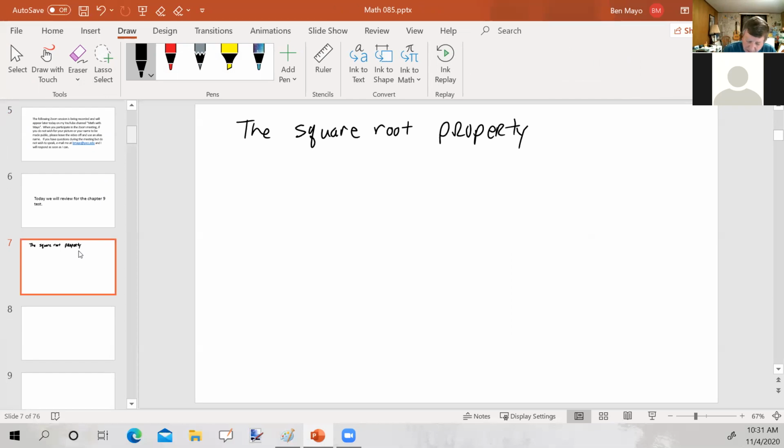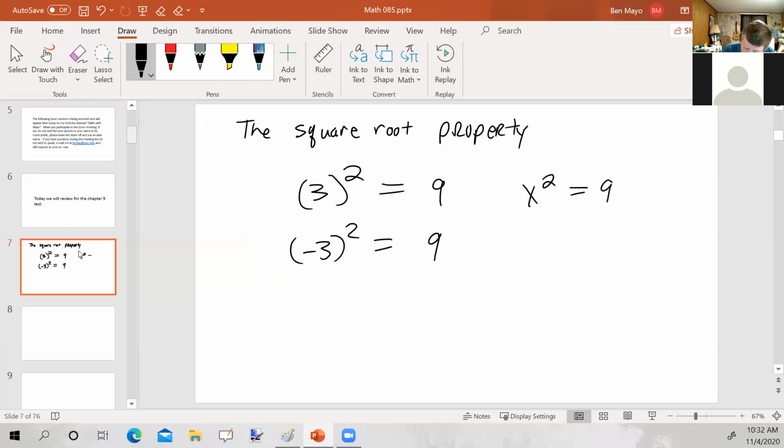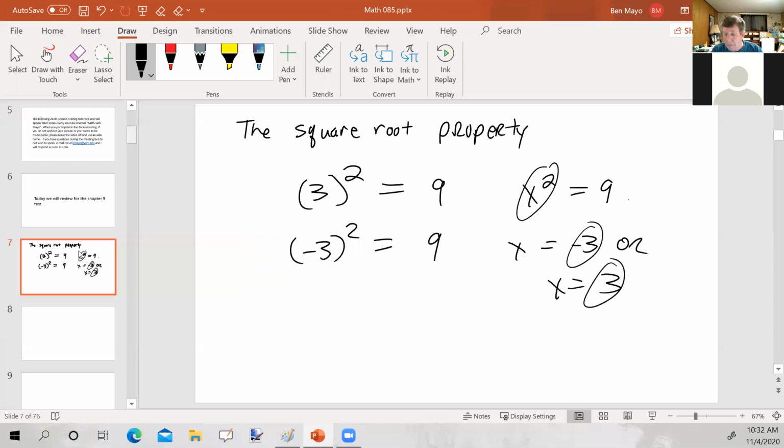All right, so let's take a look. Let's say that we have 3 squared. 3 squared equals 9. Let's say we have -3, the quantity squared. -3, the quantity squared equals 9. Let's say we have the equation x squared equals 9. Can you see that x could equal -3 or x could equal +3? Because -3 squared is 9 and +3 squared is 9.